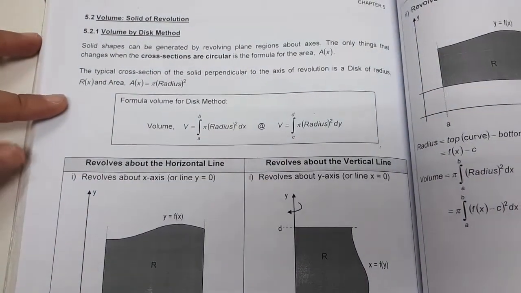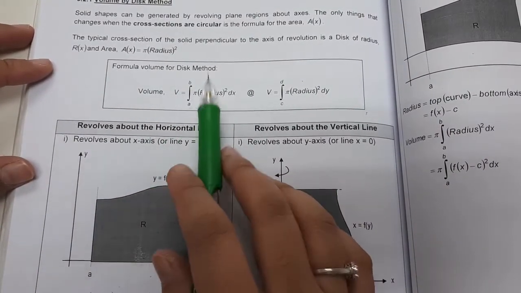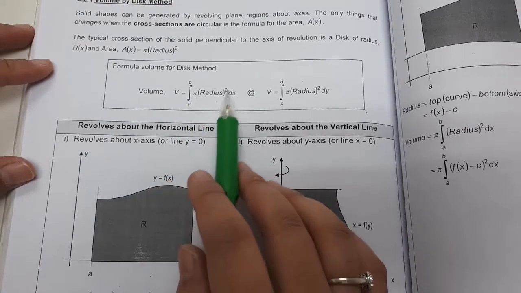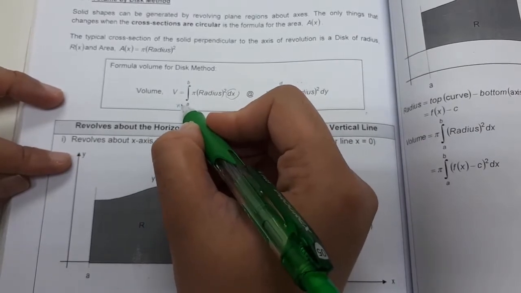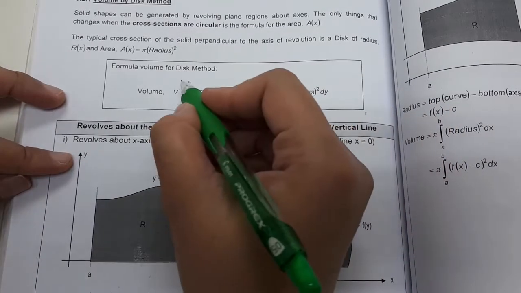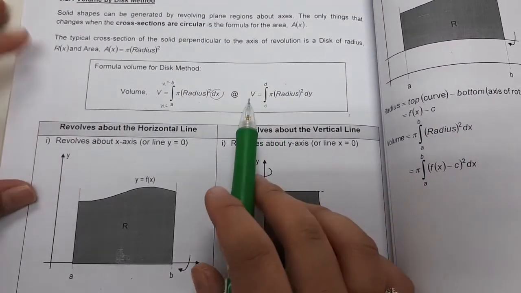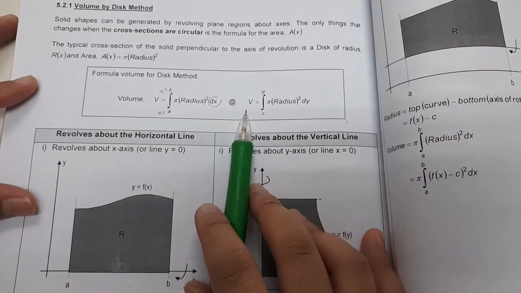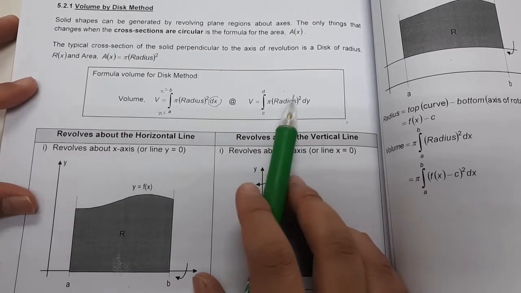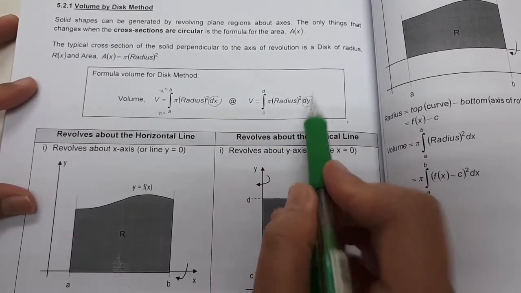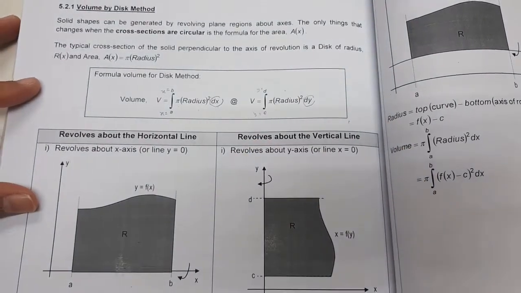Volume by this method. The formula for volume by this method is V equals the integral from a to b of pi radius squared dx. Because it is dx, the lower boundary is x equals a and the upper boundary is x equals b. And the second formula to find volume by using this method is V equals the integral from c to d of pi multiplied by radius squared dy. Because it is dy, here y equals c and y equals d.